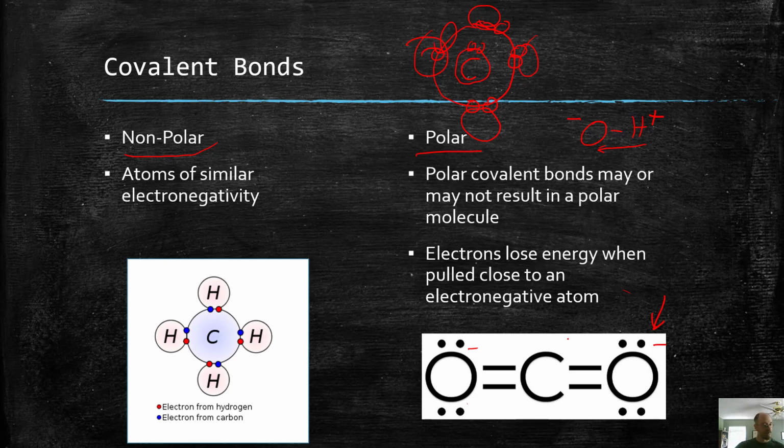It's an emergent property. One other thing just to remind you, electrons lose energy when they get pulled close to an electronegative atom. Therefore, oftentimes heat is given off when you make these bonds. And if the electronegativity is really, really different between the two atoms, sometimes one atom will steal the electron of another rather than borrow it.